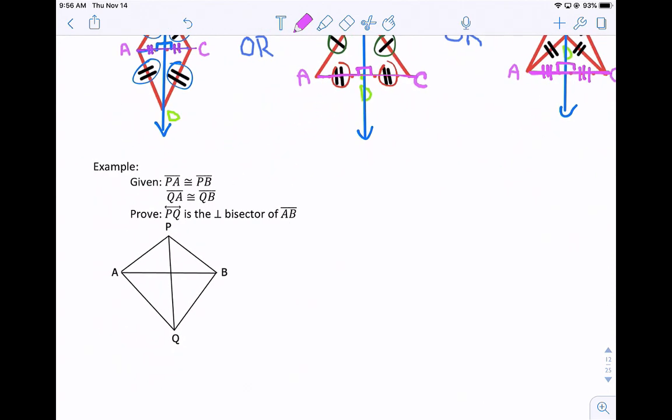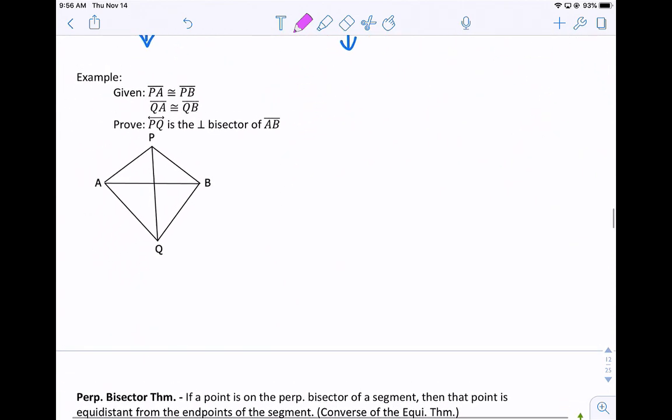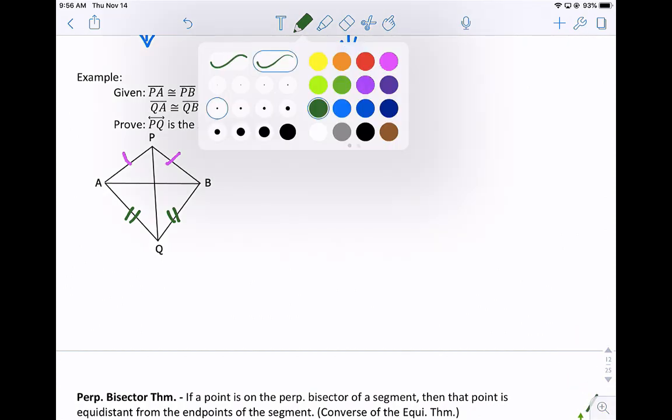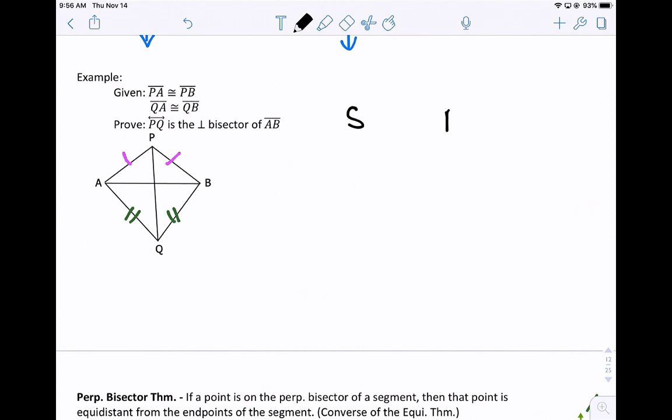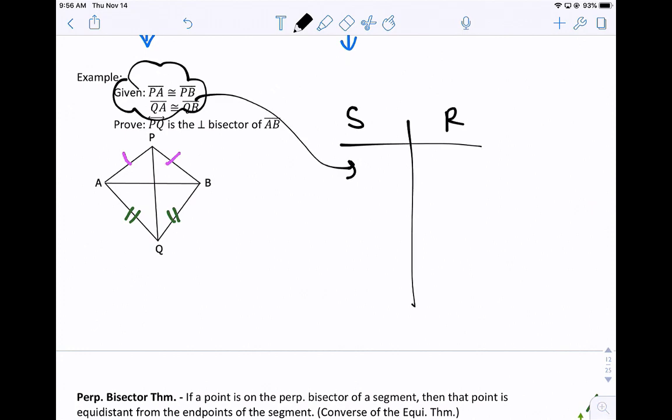Okay, how do we use that in a proof? So we'll do an example. Given PA is congruent to PB, QA is congruent to QB, prove that PQ is the perpendicular bisector of AB. We're going to use this new equidistant theorem. All right, so let's write our statements and our reasons. All right, so here's what's given.